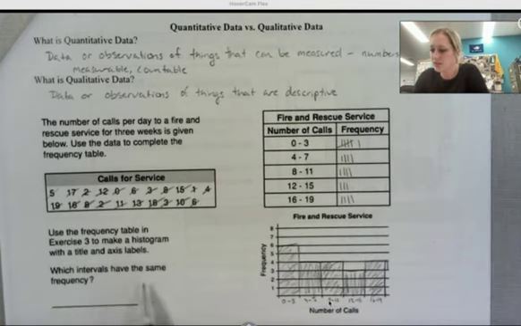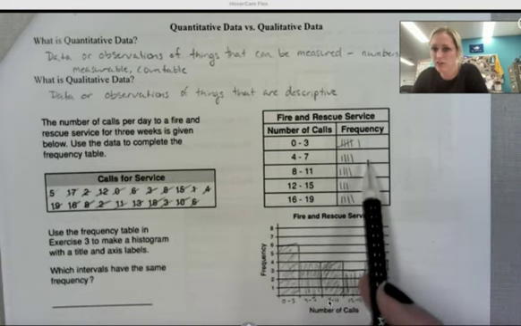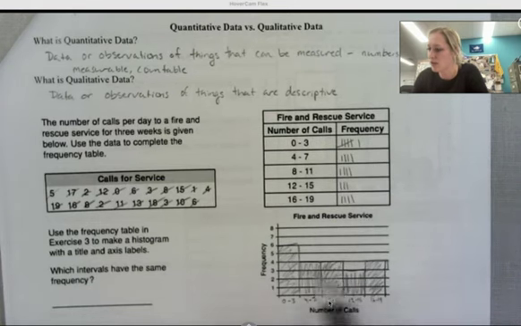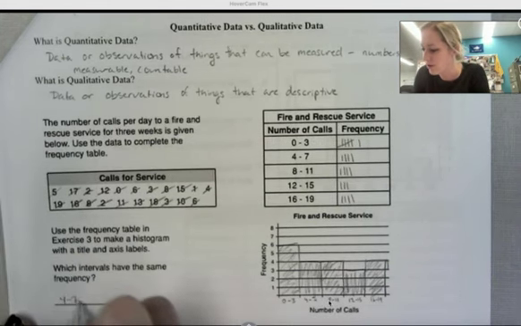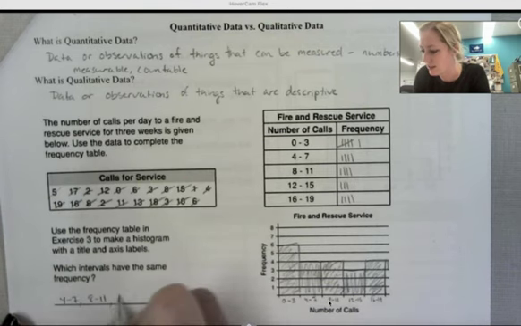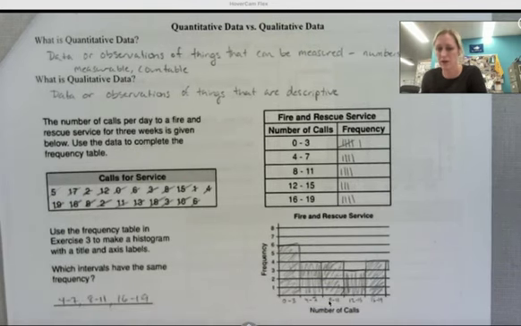So it's asking which ones have the same frequency. We could either look here to get that information or look at which bars all go to the same height. So those ranges are from 4 to 7 calls, 8 to 11 calls, and 16 to 19 calls. Okay.